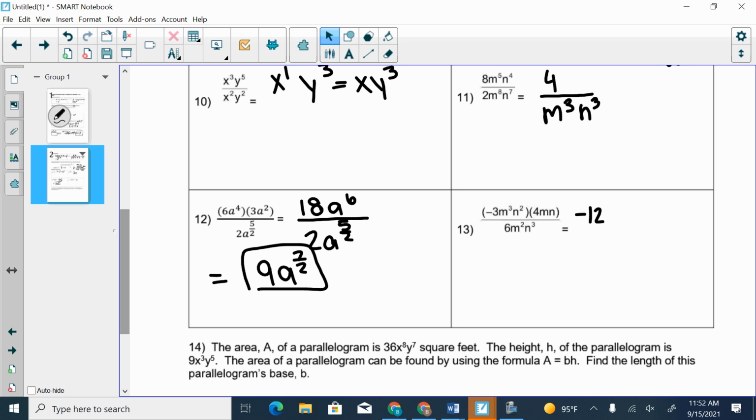You add them. So for m, I've got 3 plus what? 1. It's an understood 1, which would give me m to the 4th, right, because n also has an understood exponent of 1 there at the end. So 2 plus 1 would give us n to the third. And this is still over 6m squared n cubed.